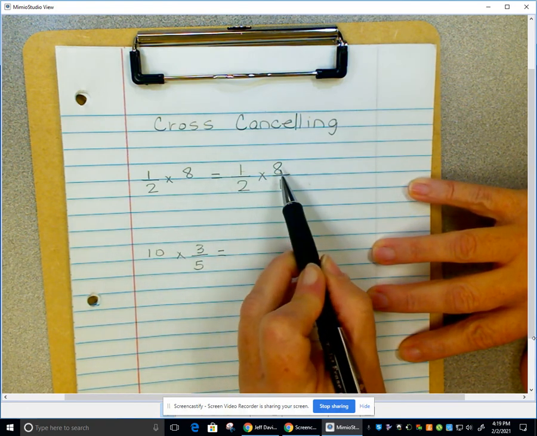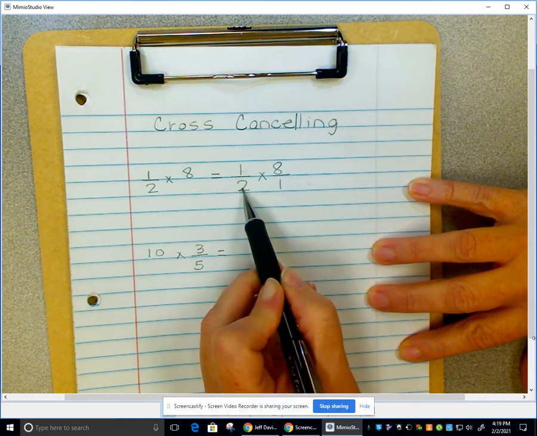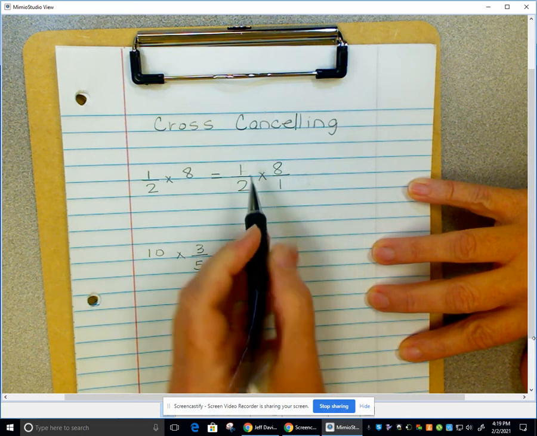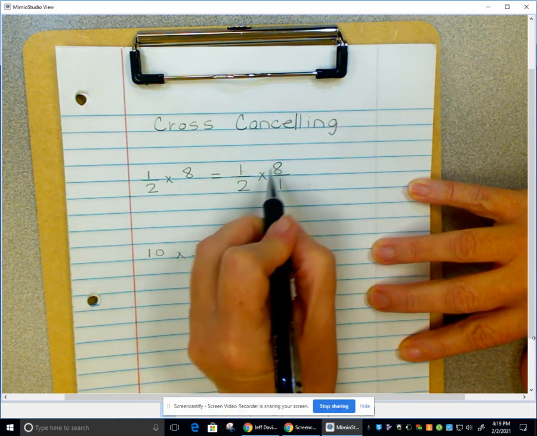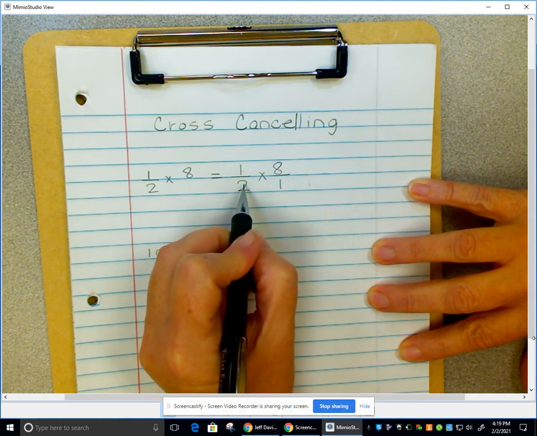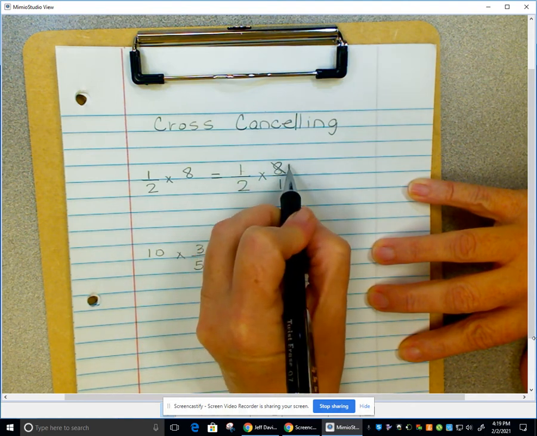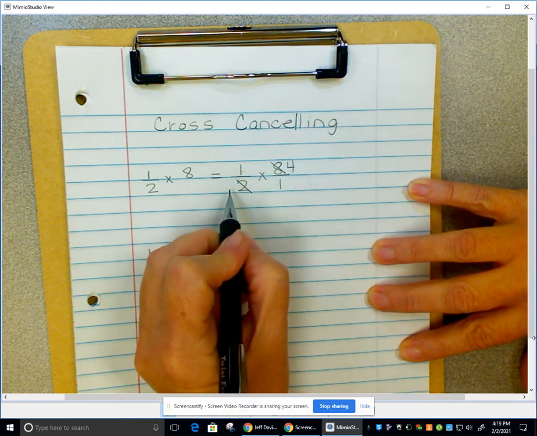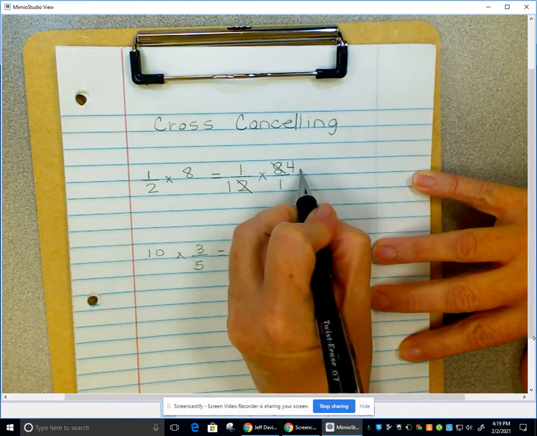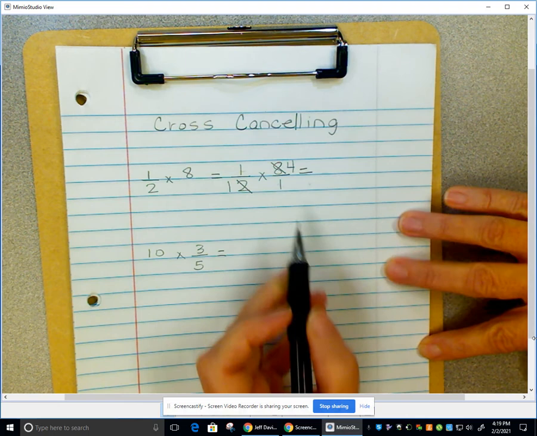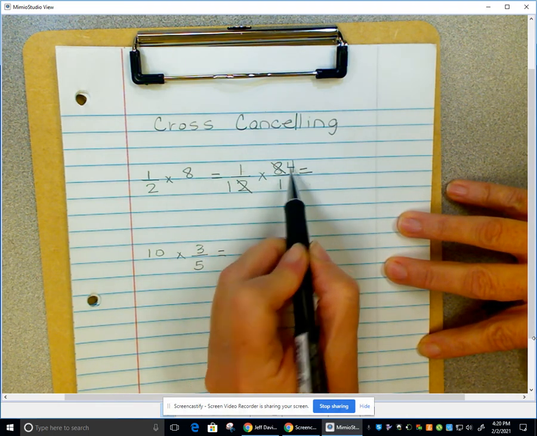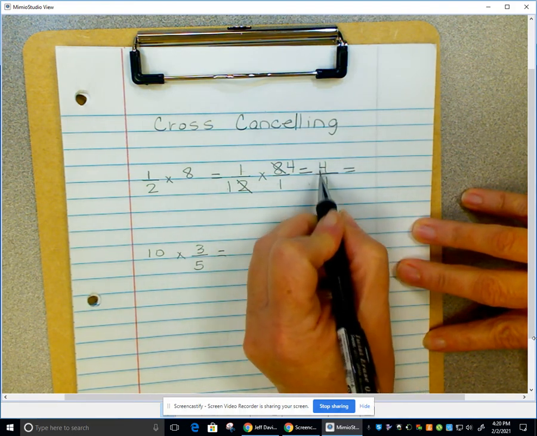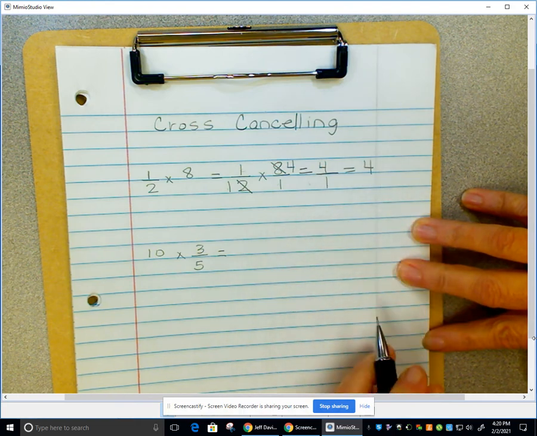Could I cross cancel here? Look at the lowest number. Can 2 go into 8? Yes, it can. So I'm going to divide 2 into itself and 2 into 8. So 2 goes into 8 4 times, so I'm going to change that 8 to 4. And 2 goes into itself 1 time. Now, that's what cross canceling is. Now I multiply across. 1 times 4 is 4. 1 times 1 is 1, and that would equal 4 divided by 1 is 4.